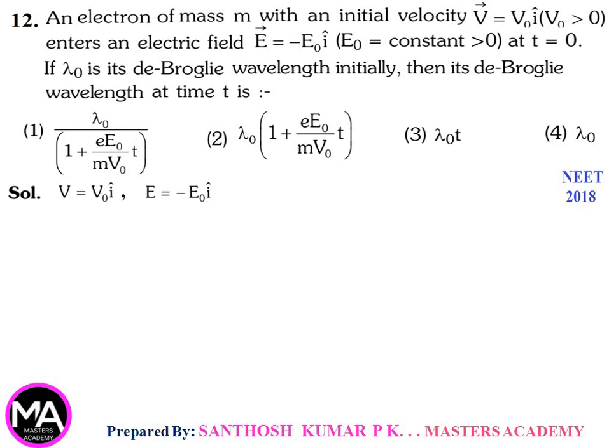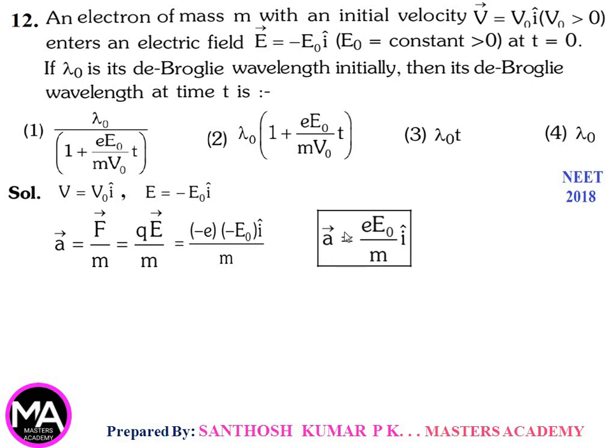So now solution. V is equal to V0 into i, they have given, and also E is equal to minus E0 into i. Now we know that the acceleration a is given by F by m, where F, the electrostatic force, is q into E. Here the charge is the electron, it is minus e, and E is minus E0 into i. Therefore minus into minus is plus, you will get e into E0 by m into i, where acceleration a is equal to e E0 by m into i. Now, we know that the final velocity v is equal to u plus at. So, v is equal to u, which is v0 here, plus a, which is e E0 by m, into t.